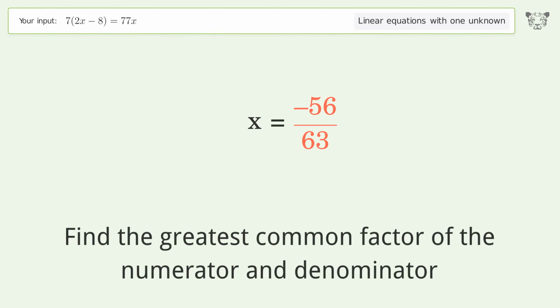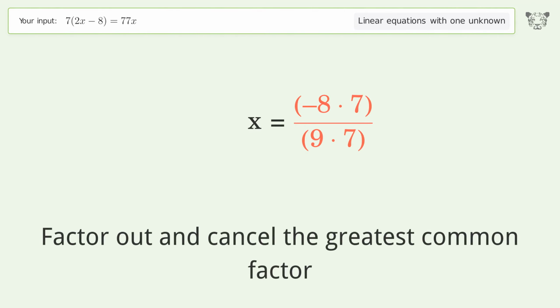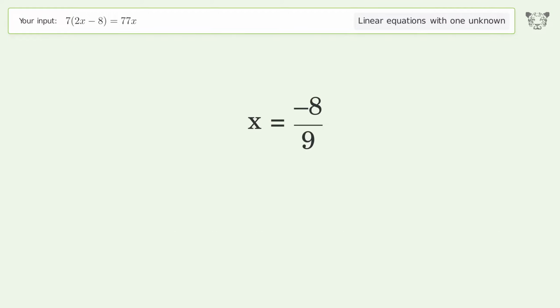Find the greatest common factor of the numerator and denominator. Factor out and cancel the greatest common factor. And so the final result is x equals -8/9.